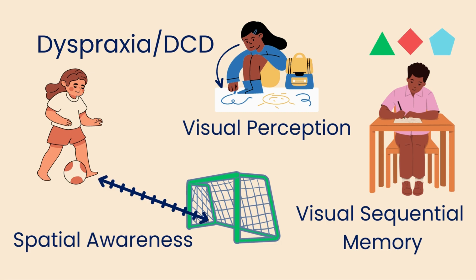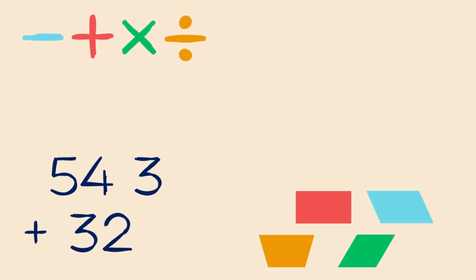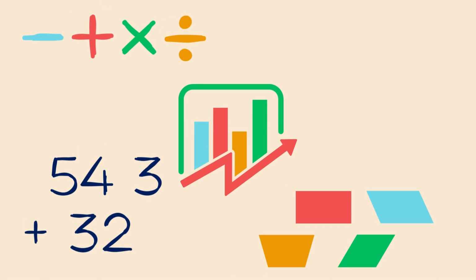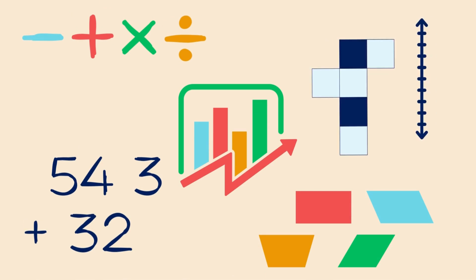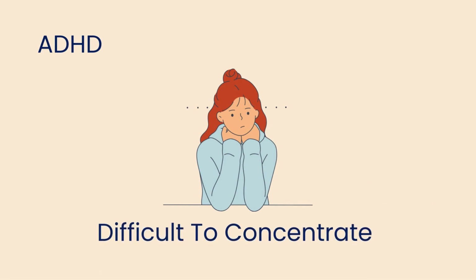While studying maths, it may be challenging for learners with dyspraxia to distinguish between similar shapes or symbols, align calculations vertically, interpret graphs, and visualize maths such as number lines and nets of 3D shapes. Finally, we'll look at ADHD, or Attention Deficit Hyperactivity Disorder. This is a condition that makes it difficult to concentrate for long periods of time.